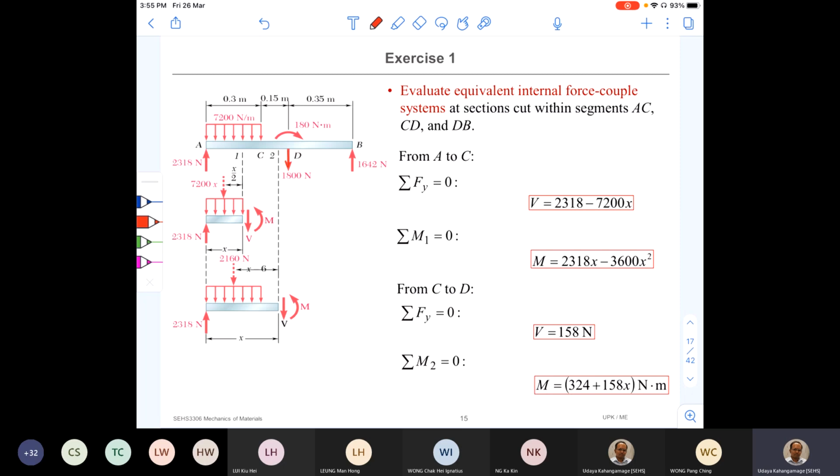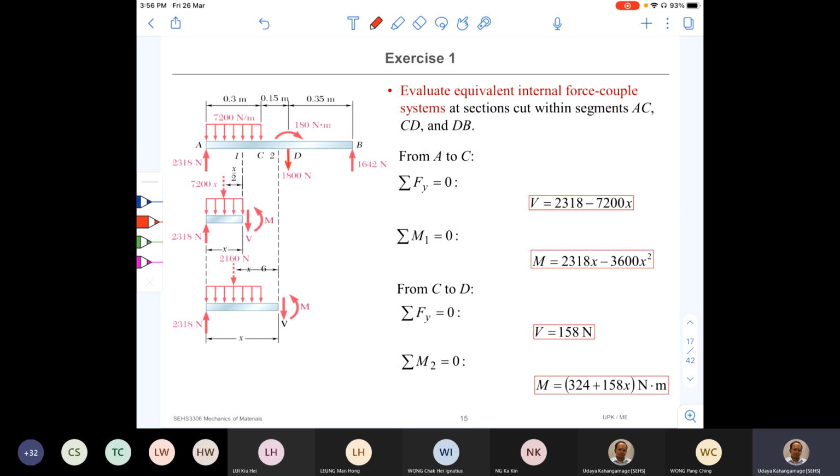So we are going to use the method of sections, right? When you apply the method of sections, you need to write the functions for shear force and bending moment between discontinuities. Discontinuities are the load application points. Here, how many load application points? Now A to C the load is continuous. Therefore, we can write one equation for shear force between A and C, and also one function for bending moment.